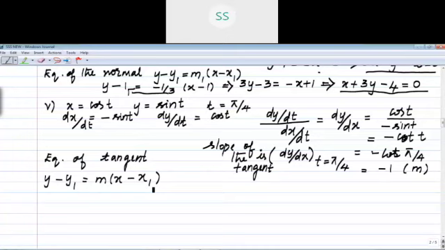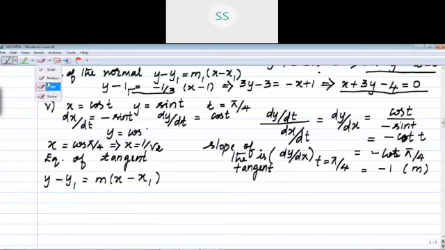Here you want to know what your x1 and y1 are. Simple, right? You have to substitute t as pi by 4 in x. x is equal to cos pi by 4, which implies x is equal to 1 by root 2. In the same way, y is equal to sin t, right?